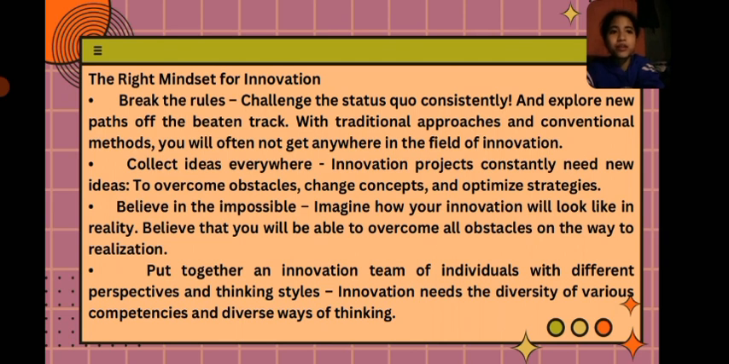So the right mindset for innovation. Innovation requires more creativity and more willingness to take risks than the implementation of typical projects. Mga typical projects like kanang nagsettle ra sila sa kung unsa ang status quo. And to successfully realize innovation projects, a different mindset is needed. So here are the right mindsets for innovation.